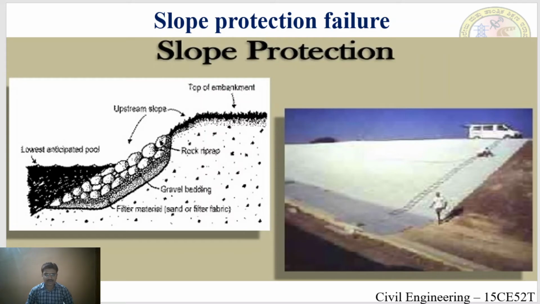is filled with rocks or rubble stones, and below the riprap layer a gravel bedding is provided. For this gravel bedding a filter media is provided. Filter media is made of either sand or filter fabrics. This is a pictorial representation of the slope protection.